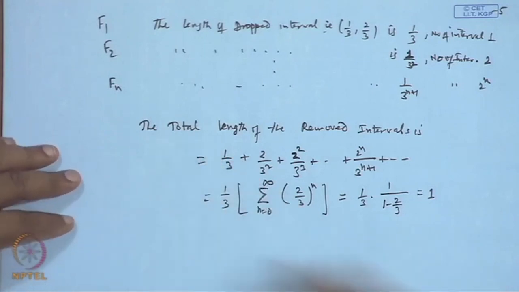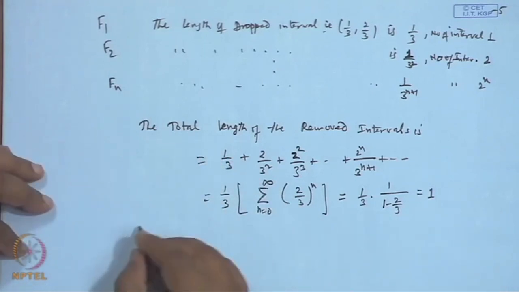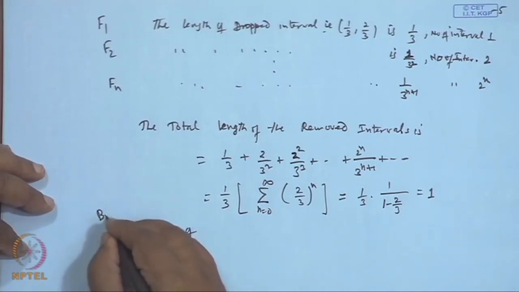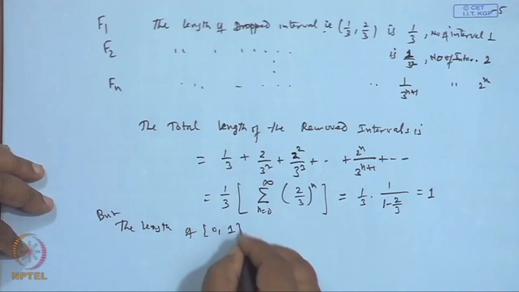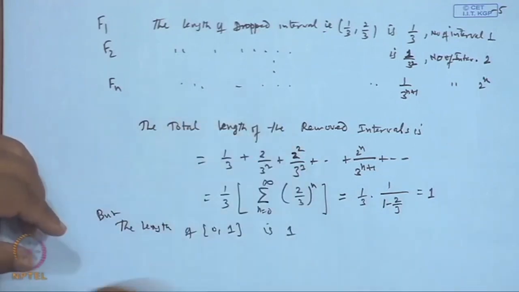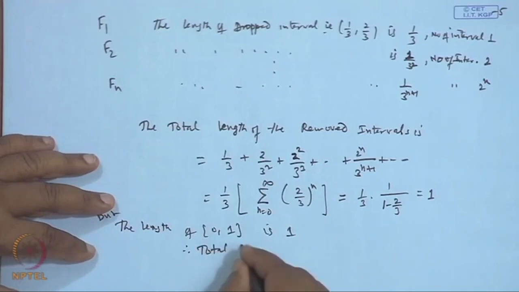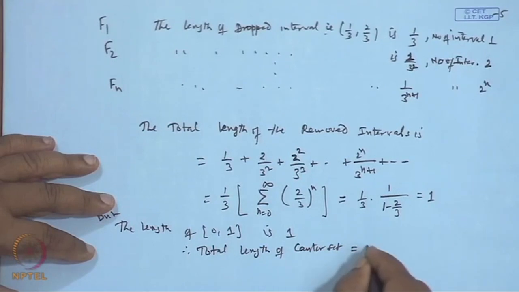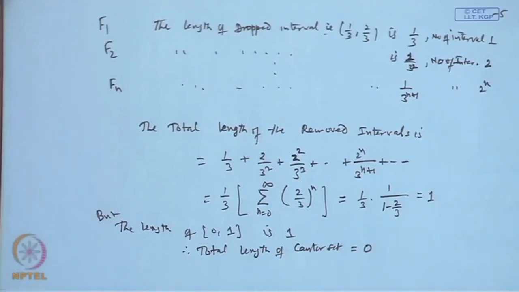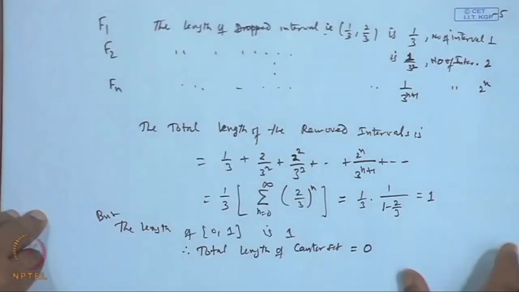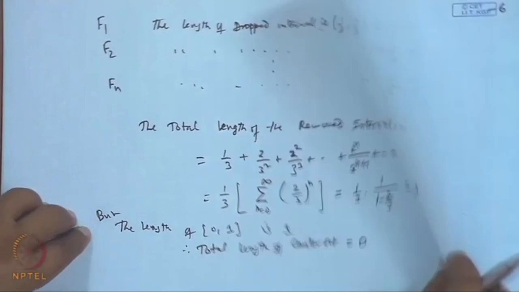So, it means when the closed interval is there, the length of the closed interval from where we have started is 1, and the dropped interval is also having length 1, and the remaining one is the Cantor set. Therefore, the total length of the Cantor set is 0. That is, the measure of the set is 0. It's clear? Now, next, the last one which we want to show is the D part.